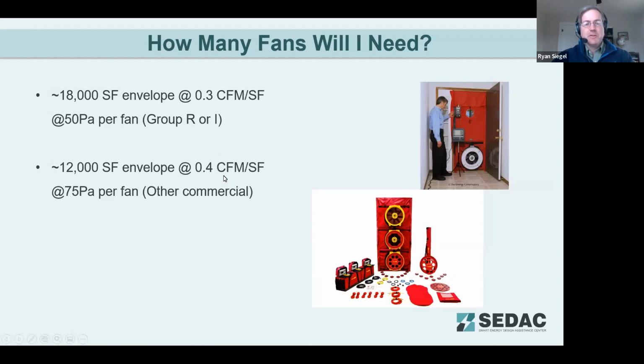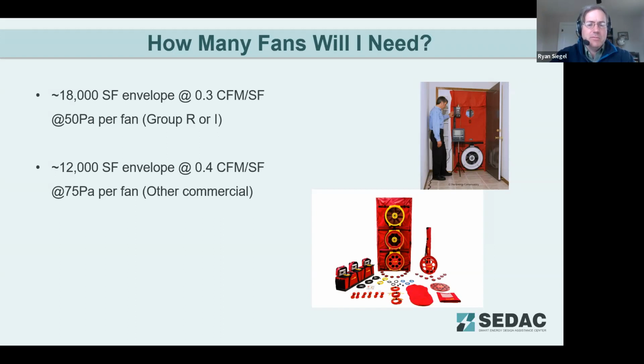So something else to be aware of as we're moving again into commercial testing is understanding how many fans we're going to need. So this is a given fan, one building pressure testing fan, such as those shown here. For the residential side, also group R or I, they can test about 18,000 square feet of envelope area per fan. The commercial, so all other commercial buildings, because we're testing at a higher pressure, we can't test as many square feet per fan. It can only do about 12,000 square feet of envelope per fan.